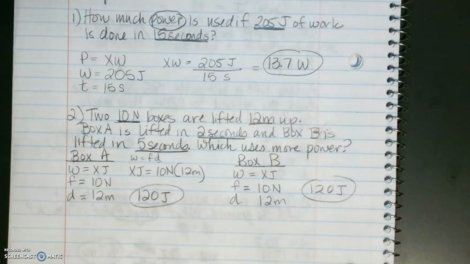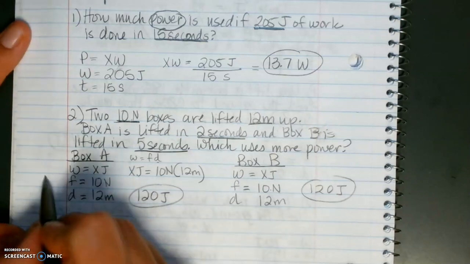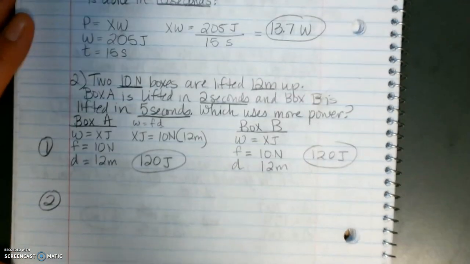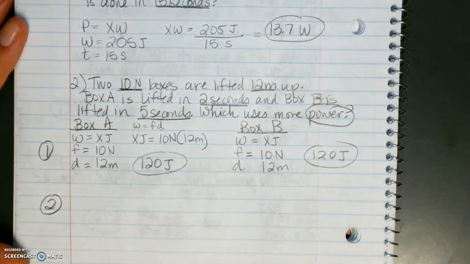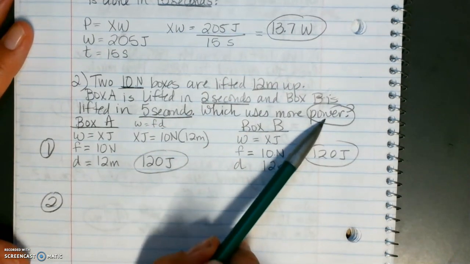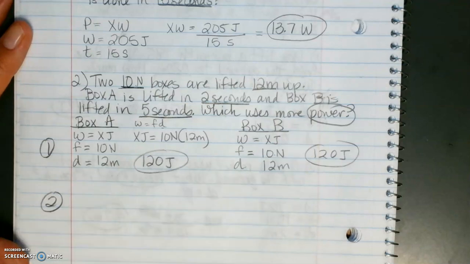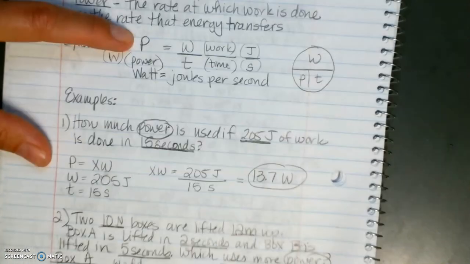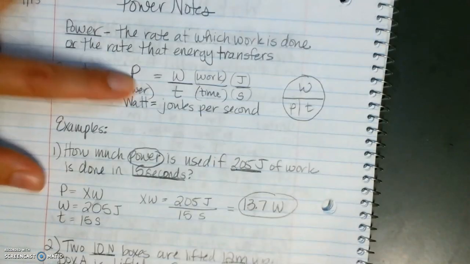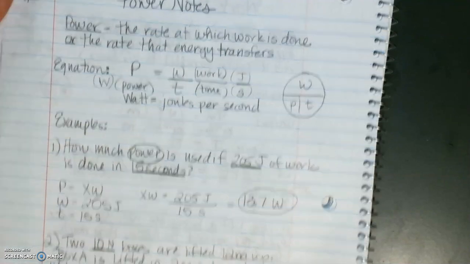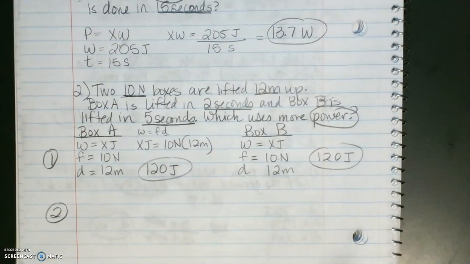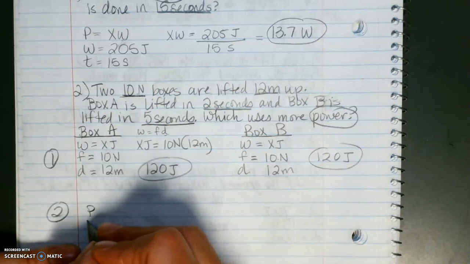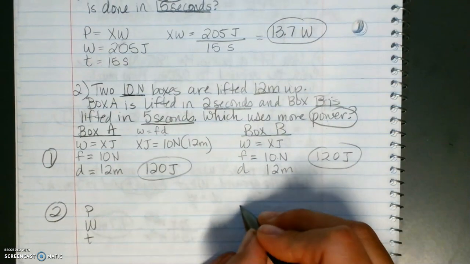Now I have the first part of my problem done. The second part is still needed because I need to know what power is. That's my ultimate goal: what is the power, and which box uses more power? So now I'm going to move over to my power equation, which is P equals work divided by time. I have the work and I'm given the time in the problem. I'm going to stay under box A and list my variables, and then do the same for box B over here.